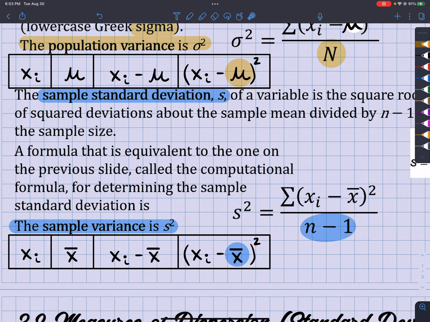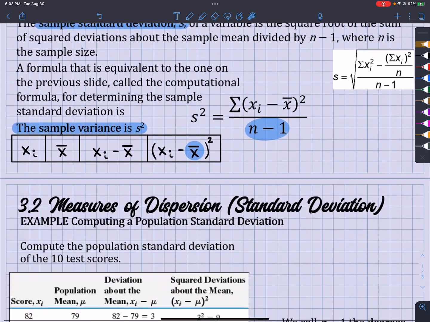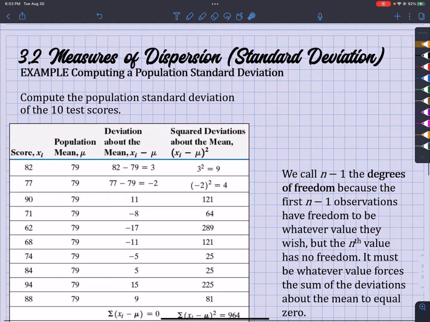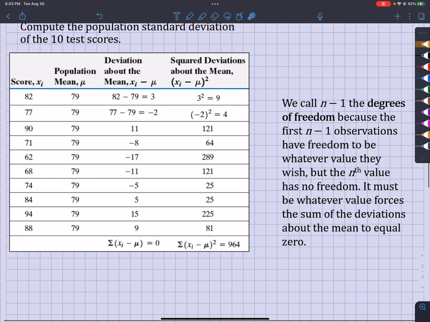Let's take a look at what the next page gives us, because we're going to go into that example. As you can see, I have my x sub i. I listed all 10 of those test scores, because this is a population, since there are only 10 students in this class. The population mean was 79, which we got before. So again, the same number over and over.